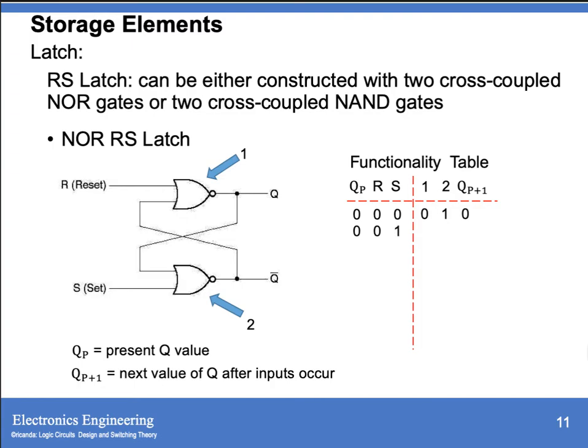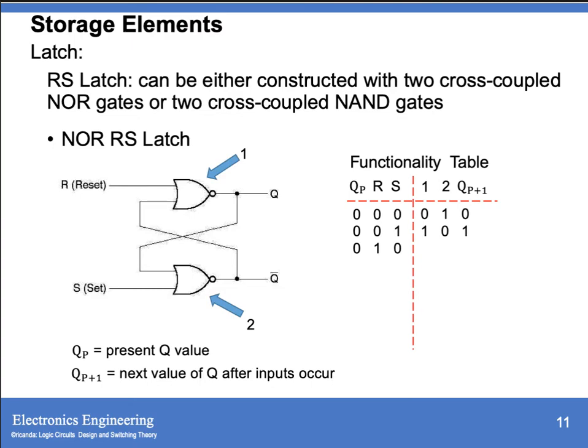If we have 0 and 1, 0 for R and 1 for S, as you can recall from our previous slide of the NOR truth table, if one of the inputs of your NOR is equivalent to 1, then the output is 0. Since the input S is 1, your Q bar will be 0. If Q bar is 0, then S is 0, then R is 0. So we NOR these two, then we have an output of 1 for gate 1, 0 for gate 2, so therefore QP plus 1 is 1.